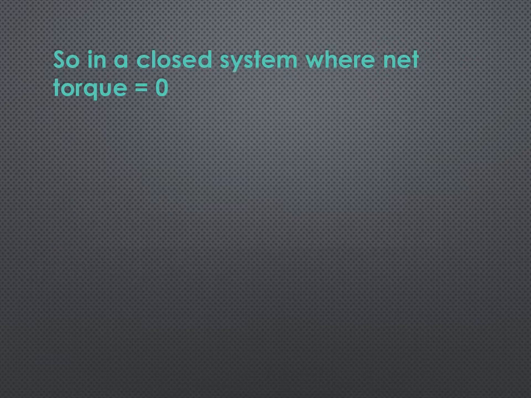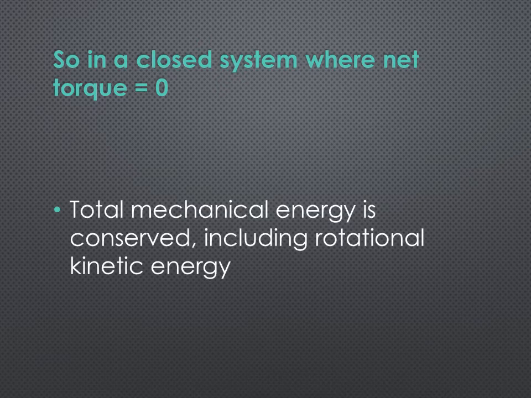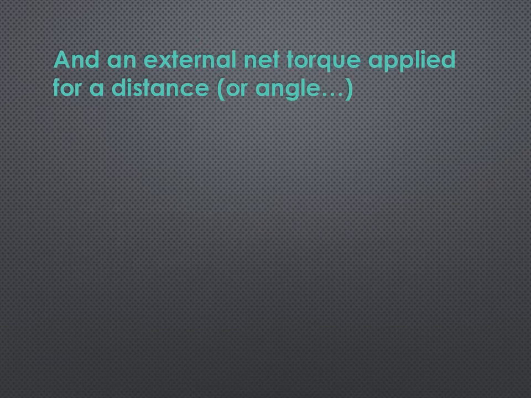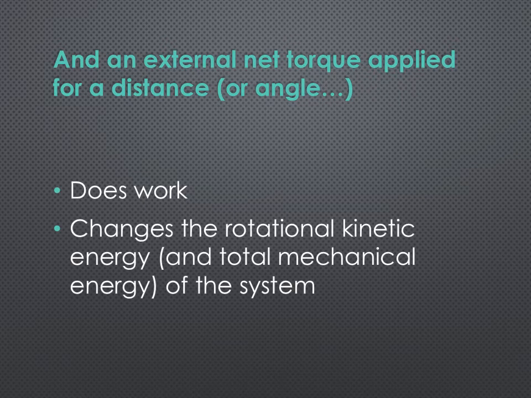So, in a closed system where net torque equals 0, continuing our analogies, our total mechanical energy is still going to be conserved, but now we're going to include rotational kinetic energy. And again, continuing our analogy, if we apply a net external torque for a distance, or, well, an angle, we can do work and change the rotational kinetic energy and therefore the total mechanical energy of the system.